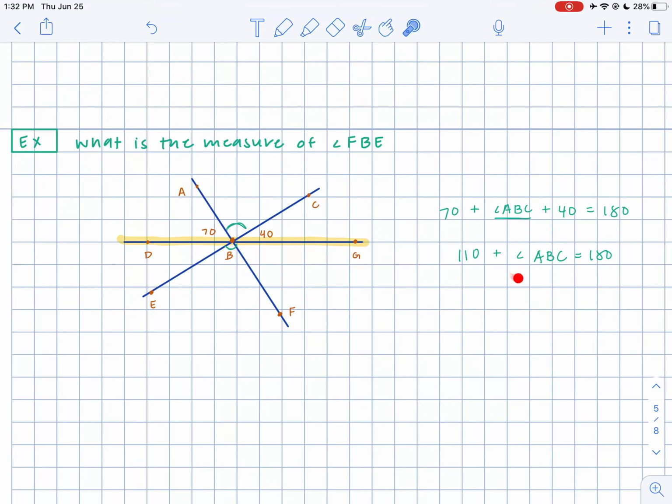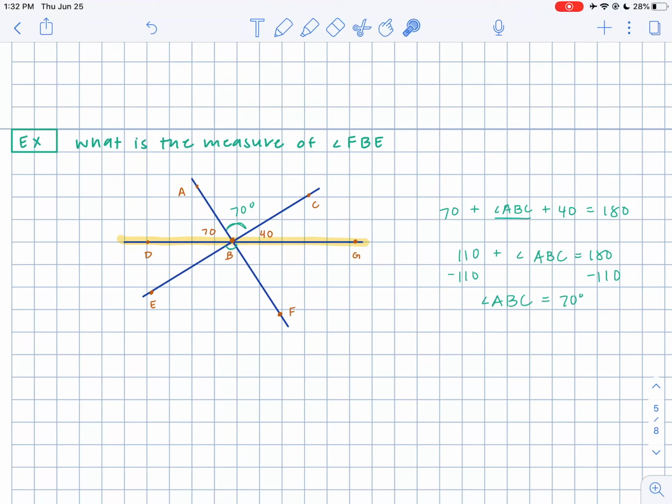And now we just solve, right? Because in order to find the value of this angle, we need to get it by itself. How do we get it by itself? Let's move this to the other side by subtracting. So now we know that angle ABC is equal to 70 degrees. So this angle is 70 degrees.